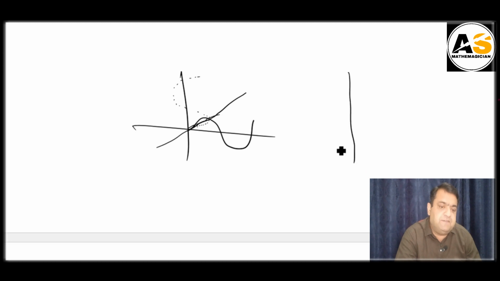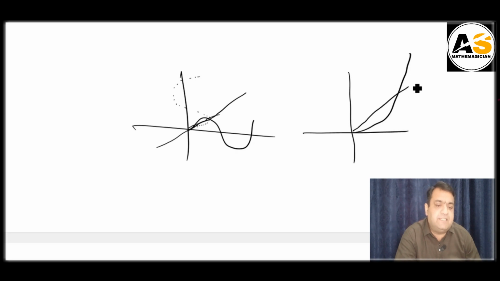Similarly, suppose this is a function and this is the line y is equal to x. So what will be its inverse graph? From this point to this, it will be like this, the image of this segment, and after that it will be like this, the image of this segment. So they are inverse of each other.